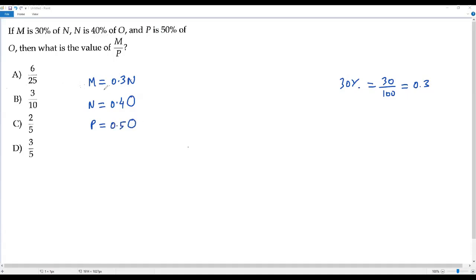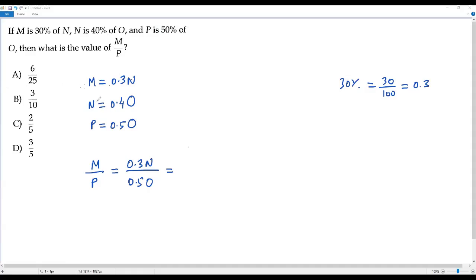Okay, now I have the value of m in terms of n, the value of n in terms of o, and the value of p in terms of o. Our aim is to find the value of m over p. Now let's plug in the values. We know that the value of m is 0.3 times n, let me plug that in over here. And the value of p is 0.5 times o, let me plug that in over here.